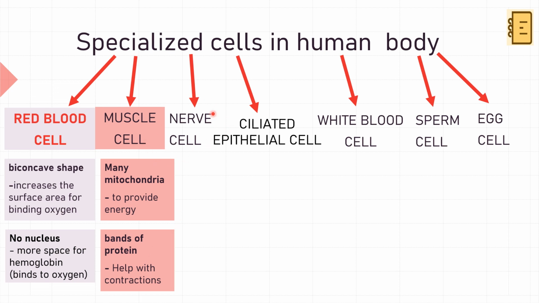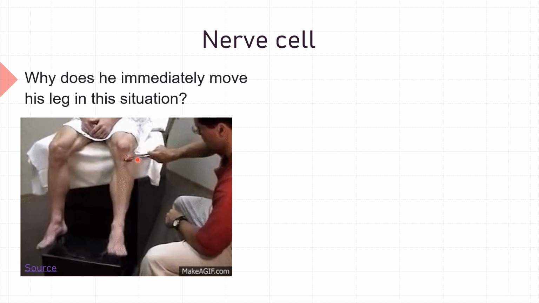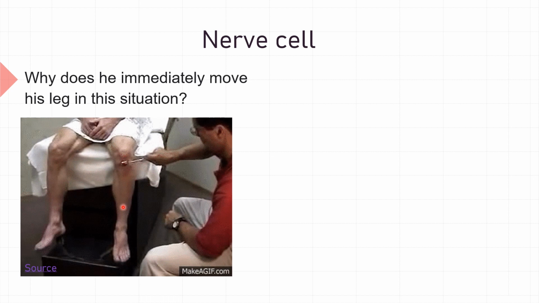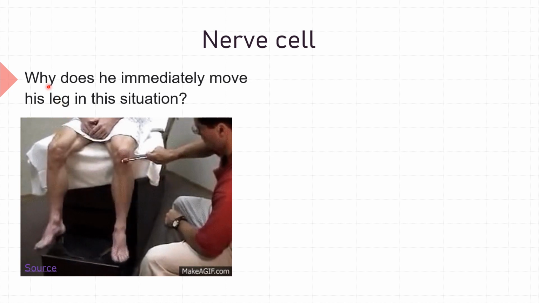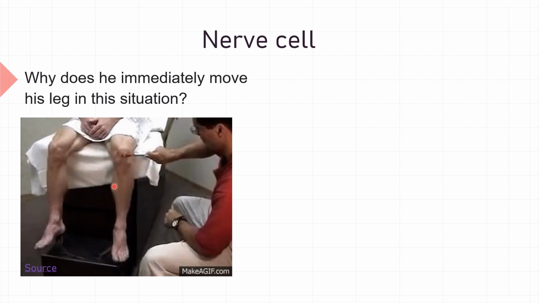Okay, the next one that we will talk about is the nerve cell. So what you can see here, what is going on? One person is sitting, a doctor is having some kind of equipment and hitting this person's leg. So the question is, why does he immediately move his leg in this situation? So basically, how do we call this?